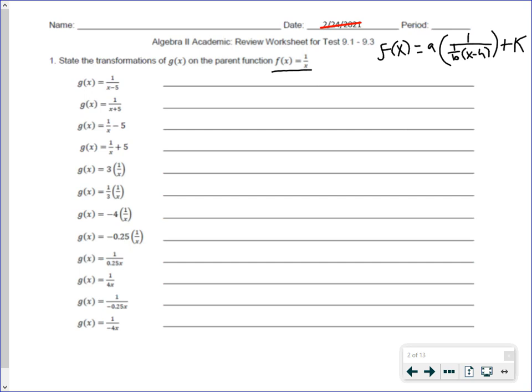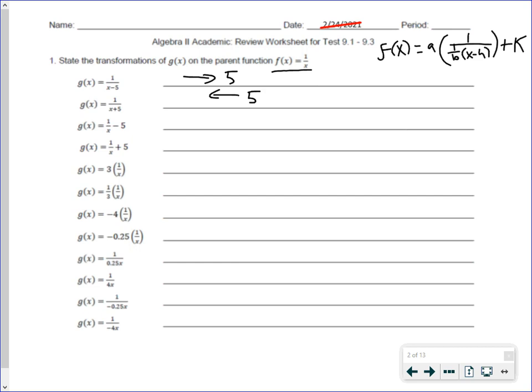Okay, so in the first g of x that we see, we have g of x equals 1 all over x minus 5. That minus 5, or rather really the 5, is our h term. So in this problem, our h is 5, and our h's are going to tell us if we're translating left and right. So if our h is a positive 5, we're going to be translating to the right by 5. The next g of x, we have 1 over x plus 5. Our h here is negative 5. So if our h is negative 5, we're translating to the left by 5.